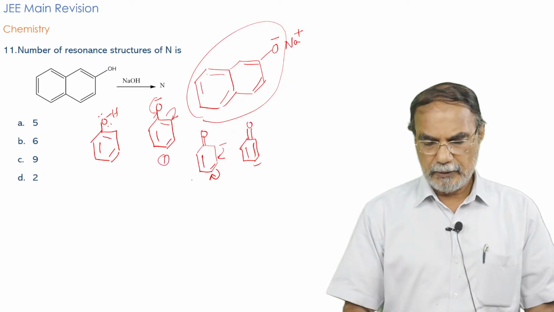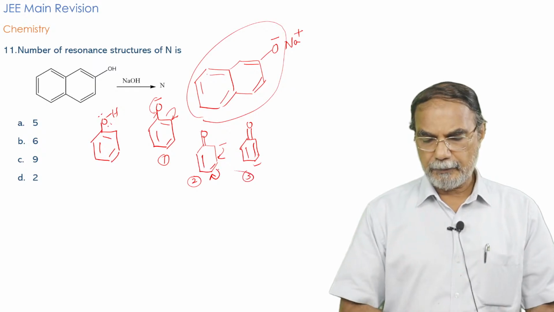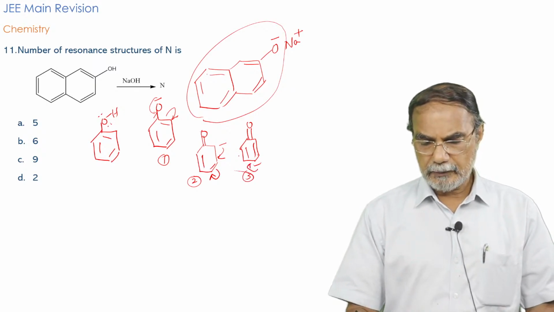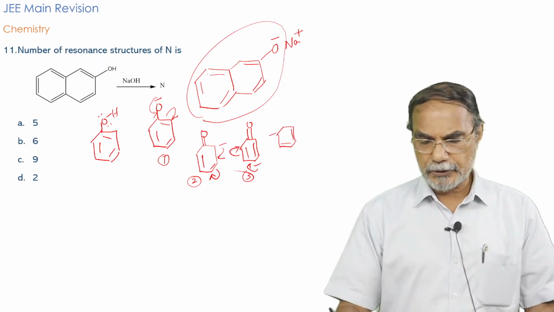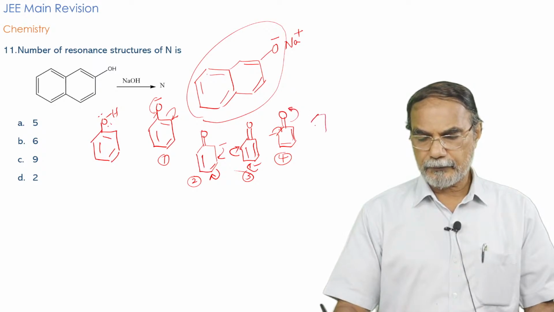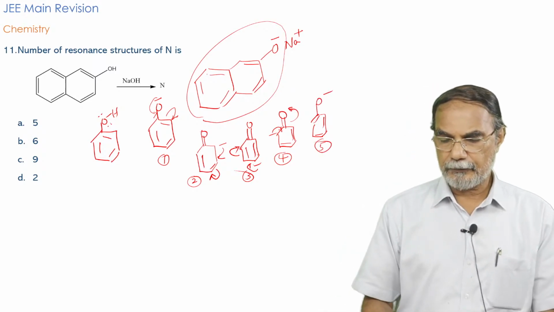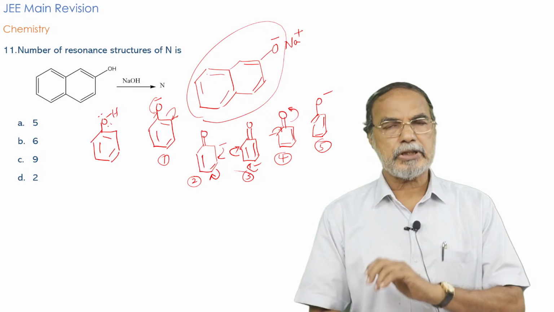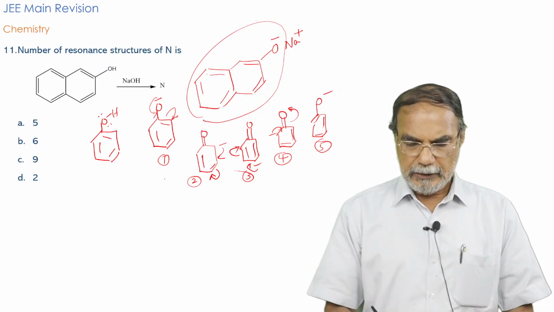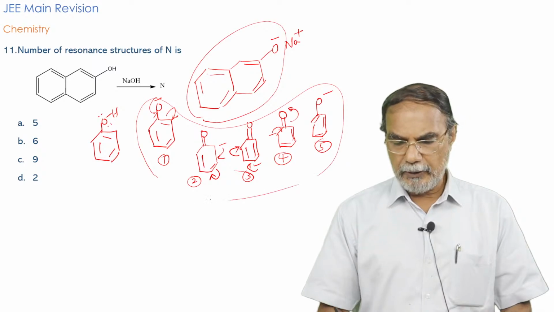So this is 1, this is 2, this is 3. And now the negative charge here, and you have the negative charge at the other ortho position. These are the resonance structures. This is 4. And finally, again, so any molecule of this type, whether the phenol or phenoxide ion, remember that it is a resonance hybrid of 5 limiting structures.